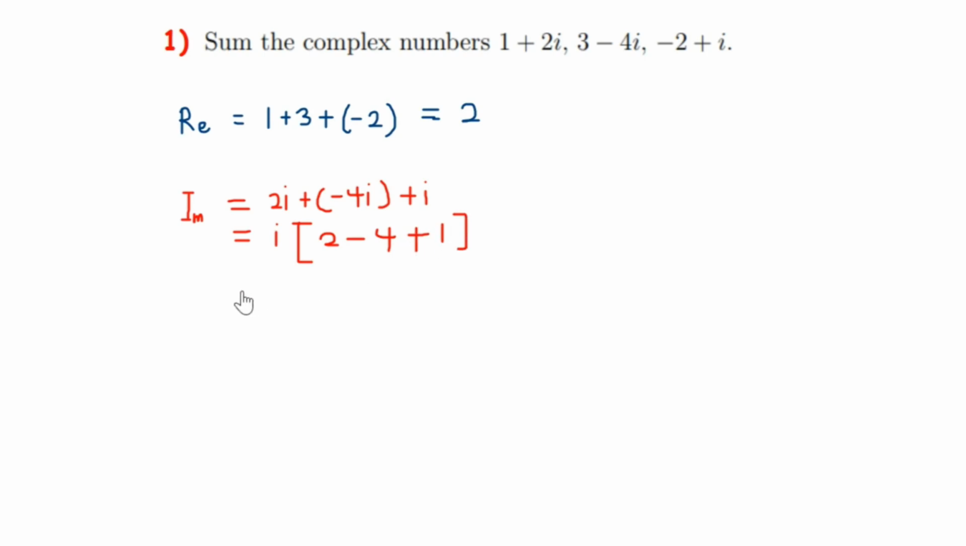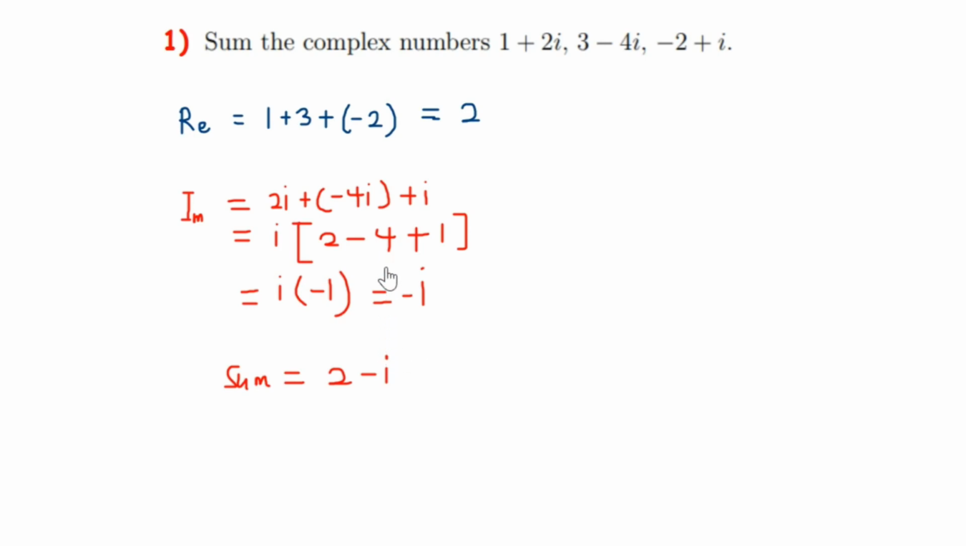Let's simplify this here. This will give me minus 1. So that is i multiplying minus 1, which will be equal to minus i. So you have the real part to be 2, and the imaginary part to be negative i. Therefore, the sum of all these complex numbers will be equal to 2 minus i.